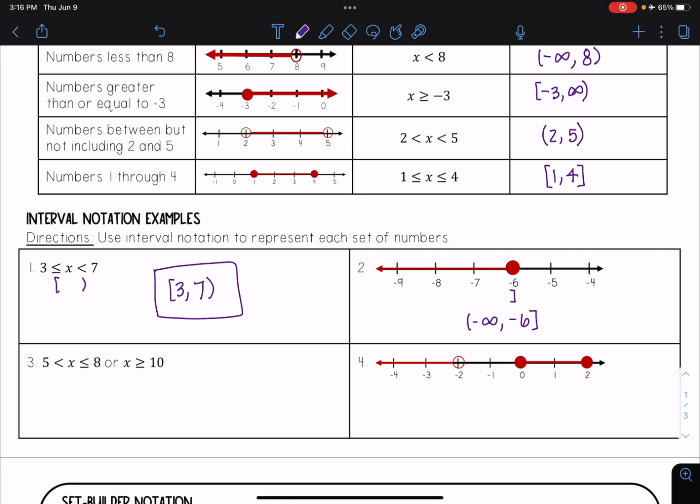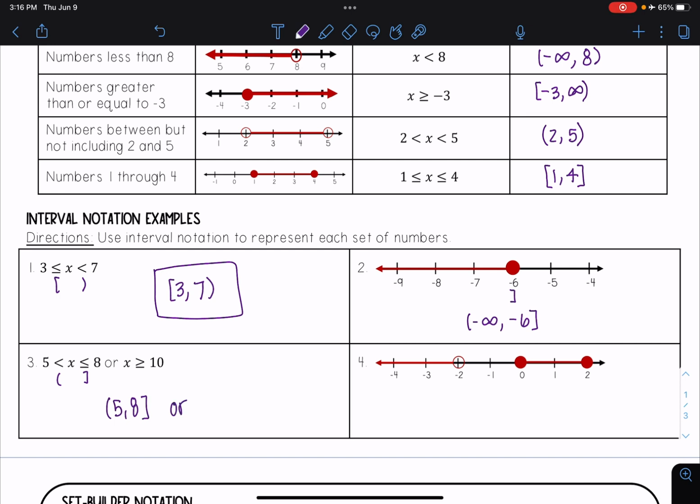Okay, looking at this next one, I have a little bit more going on. I have 5 is less than x, which is less than or equal to 8, or x is greater than or equal to 10. So this first one's a finite interval. I see I have a less than in there, so I know that's going to be a parentheses. Less than or equal to, so I know that's going to be a bracket. So I have parentheses 5, comma 8, square bracket.